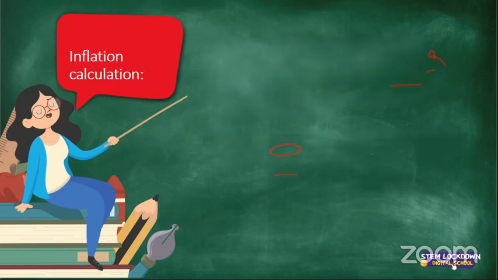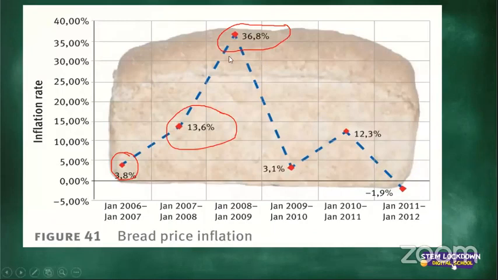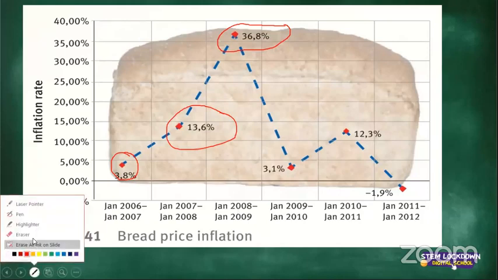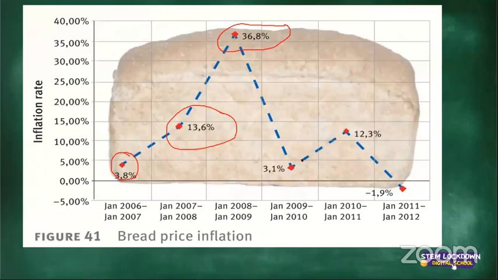Okay, wait, let's talk about this. This 36.8 is the 2008 to 2009 one, and then the 3.1 here is January 2009 to 2010. You can see that from 2008 to 2009, and then it moved to 2009 to 2010, there was a huge decrease between these 2 years. It moved from 36.8% to 3.1%.